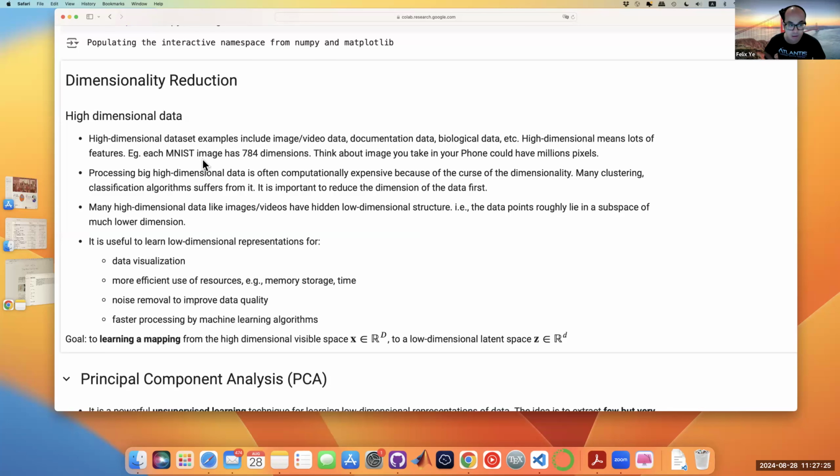Fortunately, although those data are in very high dimensions, there are usually some hidden low dimensional structures. What does that mean? These data points roughly lie in a subspace of much lower dimension. So you can think of the data set as living in 784 dimensions, but these data could actually be embedded in a subspace that needs maybe only 100 dimensions. This is significantly smaller compared to 784.